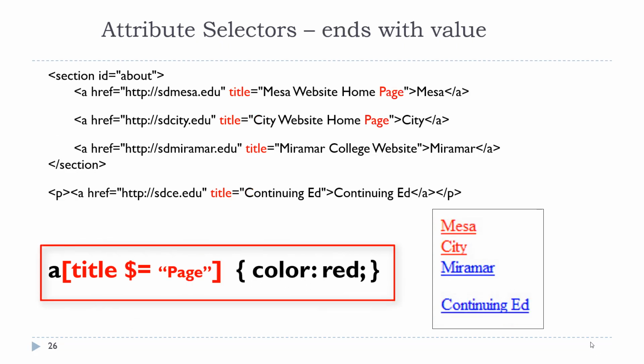We also can specify an attribute selector based on the ending of that value. And that is specified by the $ sign equals. So that style rule would apply to any A element that had a title attribute that ends in the specific value. And here you can see we have 2 matches.